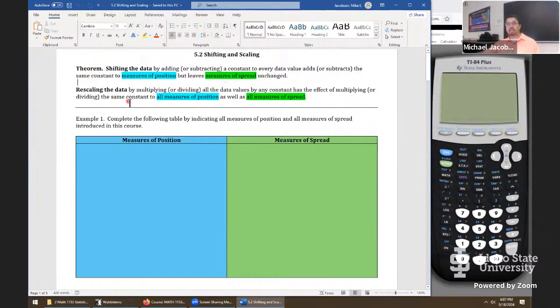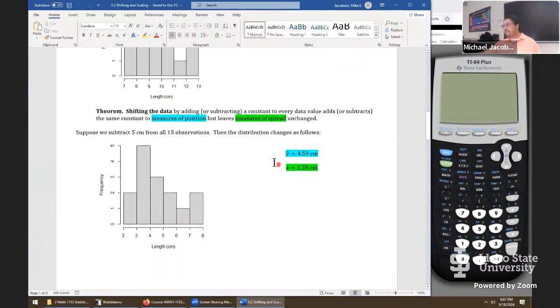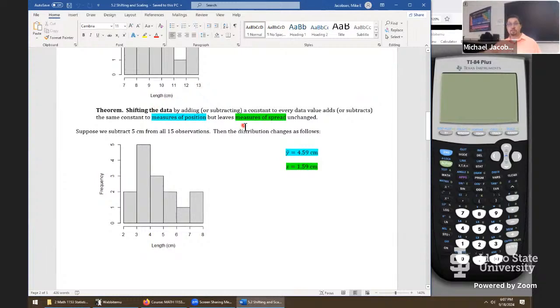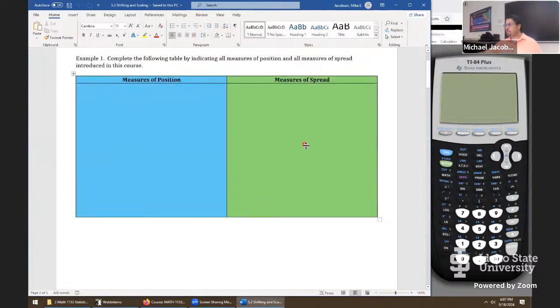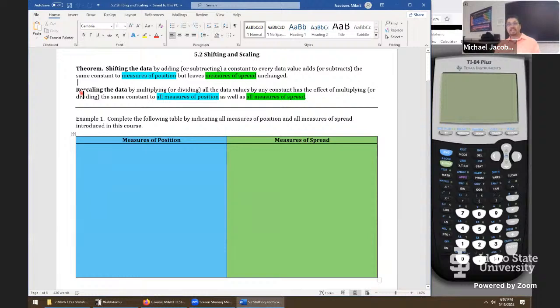So this is our first look at the theorem. We're going to look at it again in context with actual data so we can understand it better. So I thought, first, we're just looking at the actual theorems. It's confusing and vague at first, because it's not even saying what are the measures of position, what are the measures of spread. That's what we'll do in example 1.